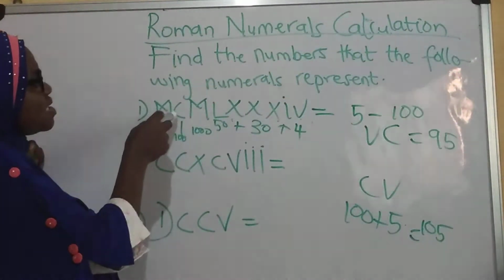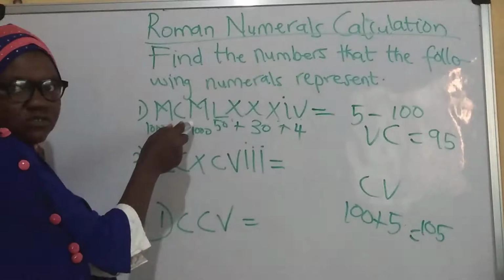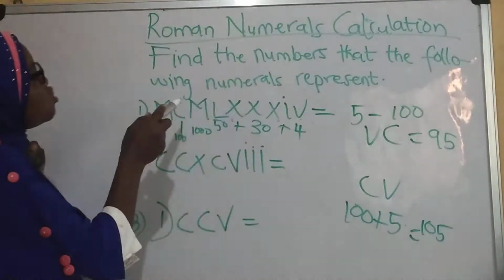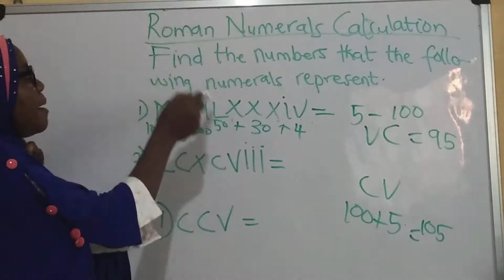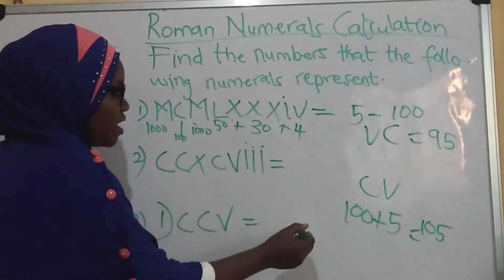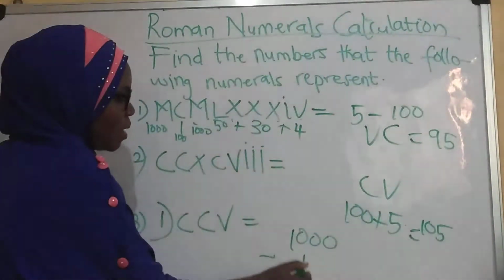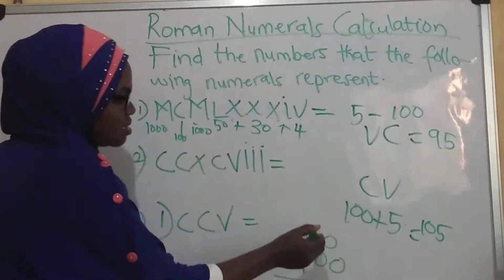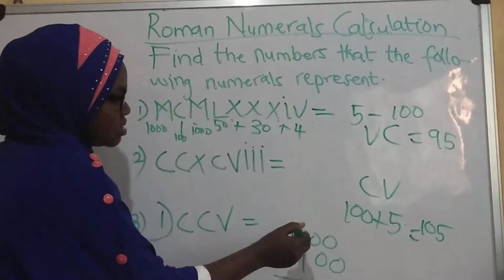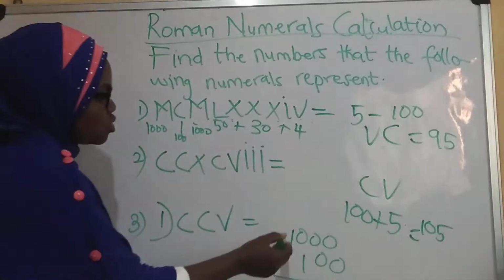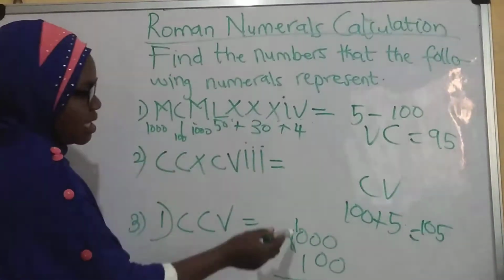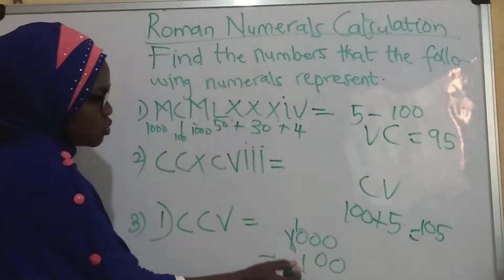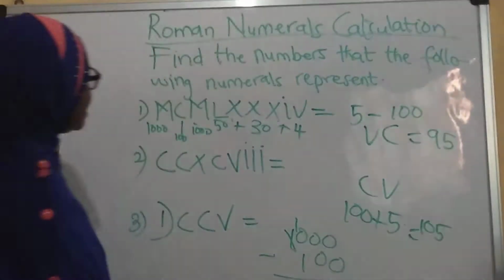Now, because you have a C, which is a smaller number than M, you have to what? Subtract. Don't forget. So that means it will now be 1000 minus 100. 0 minus 0, 0. 0 minus 0, 0. 0 minus 1, it's not possible. So you want to borrow this one here and put it here. And this now becomes 10. 10 minus 1 is what? 9. So I have 900.